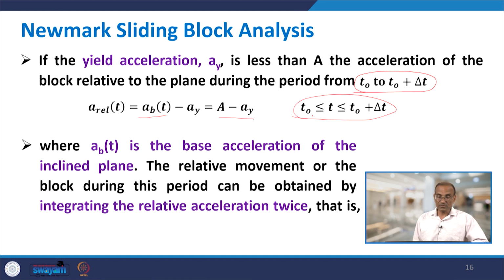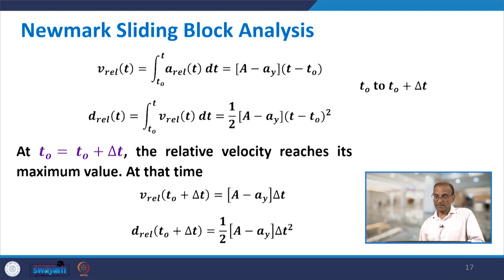So, this you can treat as the excess acceleration, the difference of the maximum acceleration minus the yield acceleration. If we integrate this, then you will find the velocity. If you integrate once more, then you will find the displacement. So, the relative movement of the block can be obtained by integrating the relative acceleration twice.